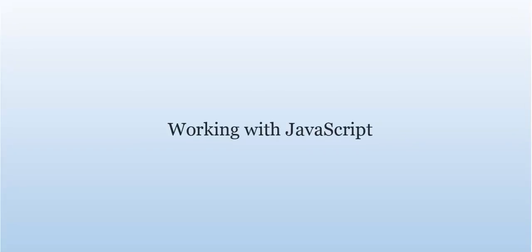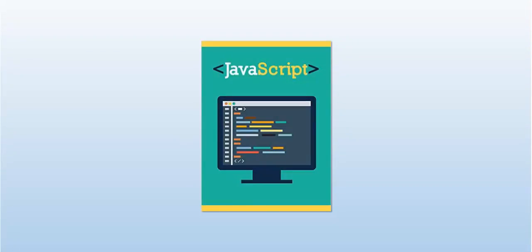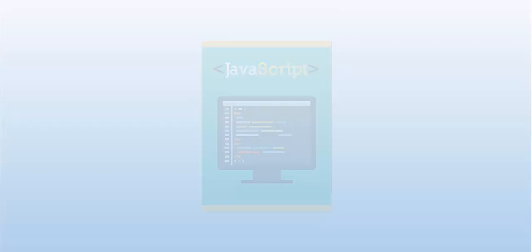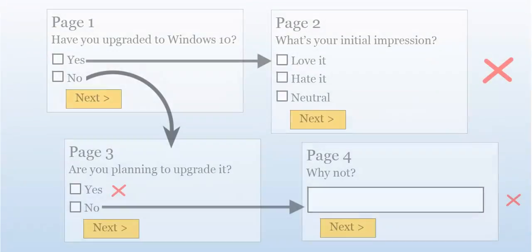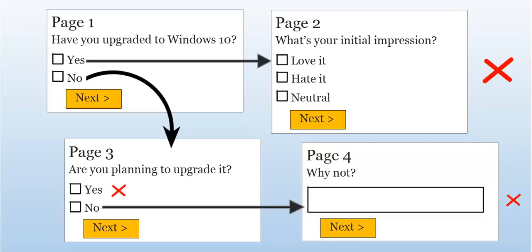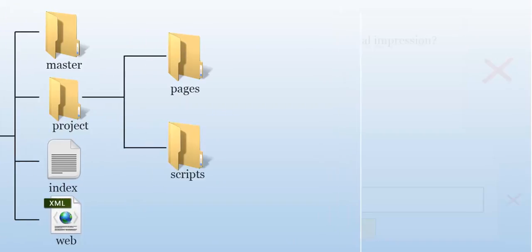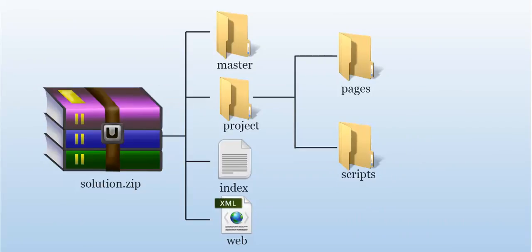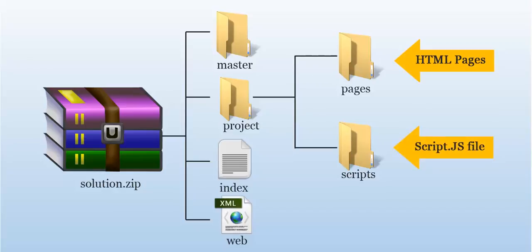In this video tutorial, we will learn how to work with JavaScript. JavaScript is the programming language used for scripting the survey in Rebus Cloud. Once you create variables in your project, you can add logic to those variables through JavaScript. JavaScript functions are written in HTML pages and the scripts.js file, which are present inside the solution of your survey.